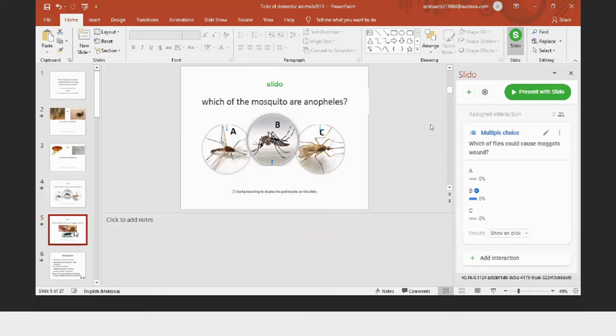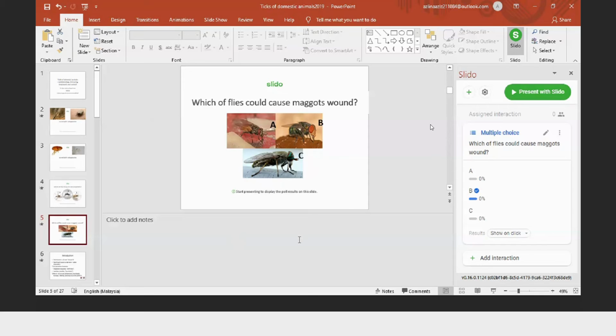And then the last one, which fly causes maggot wounds? A, B, or C? There is a B, okay, Achoromyia bezziana, and C is actually Musca, and A is our common fly. Okay, thanks guys. So we're going to continue with the lecture.